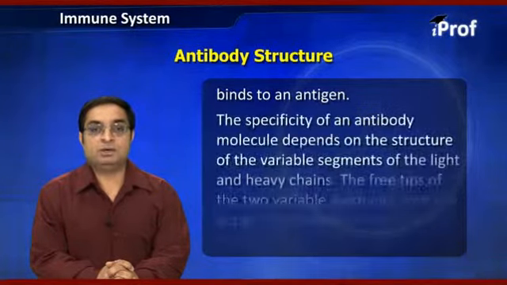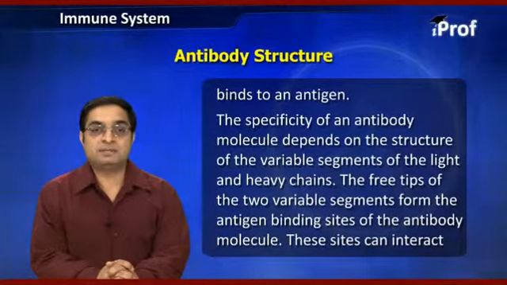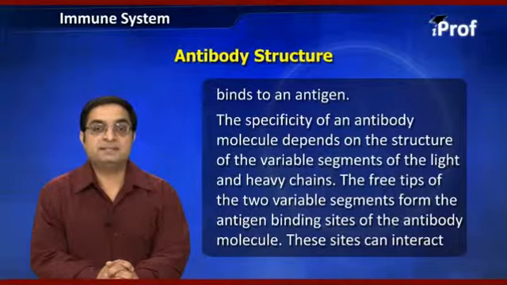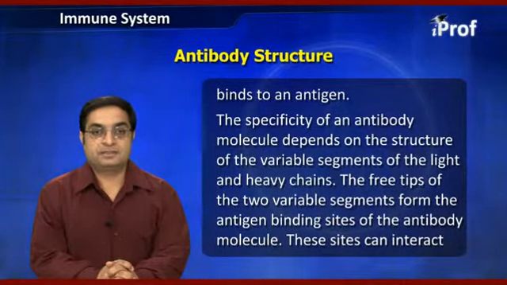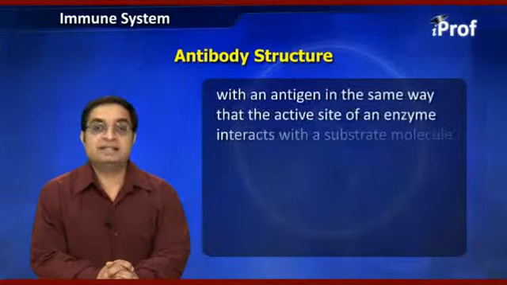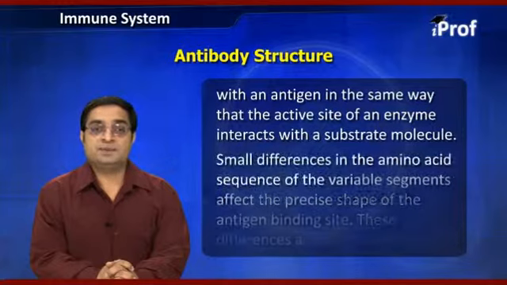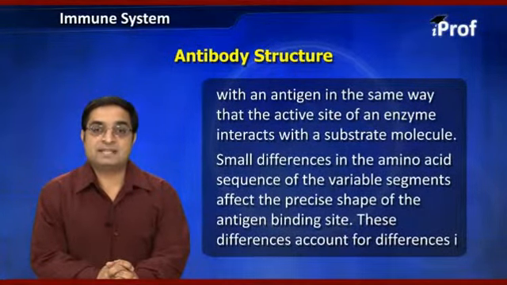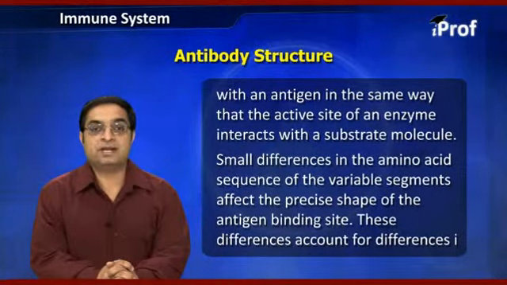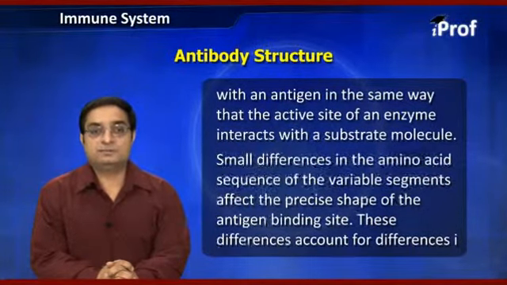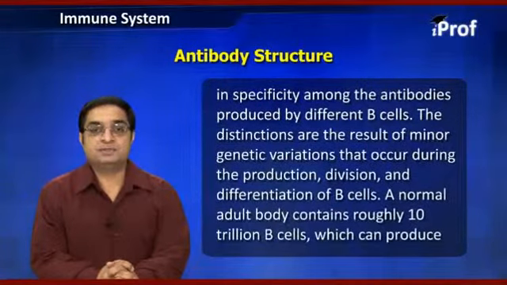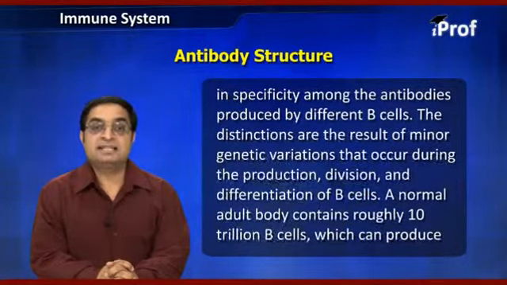The specificity of an antibody molecule depends on the structure of the variable segments of the light and heavy chains. The free tips of the two variable segments form the antigen binding sites of the antibody molecule. These sites can interact with an antigen in the same way that the active site of an enzyme interacts with a substrate molecule. Small differences in the amino acid sequence of the variable segments affect the precise shape of the antigen binding site. These differences account for the differences in specificity among the antibodies produced by different B cells. The distinctions are the result of minor genetic variations that occur during the production, division, and differentiation of B cells.